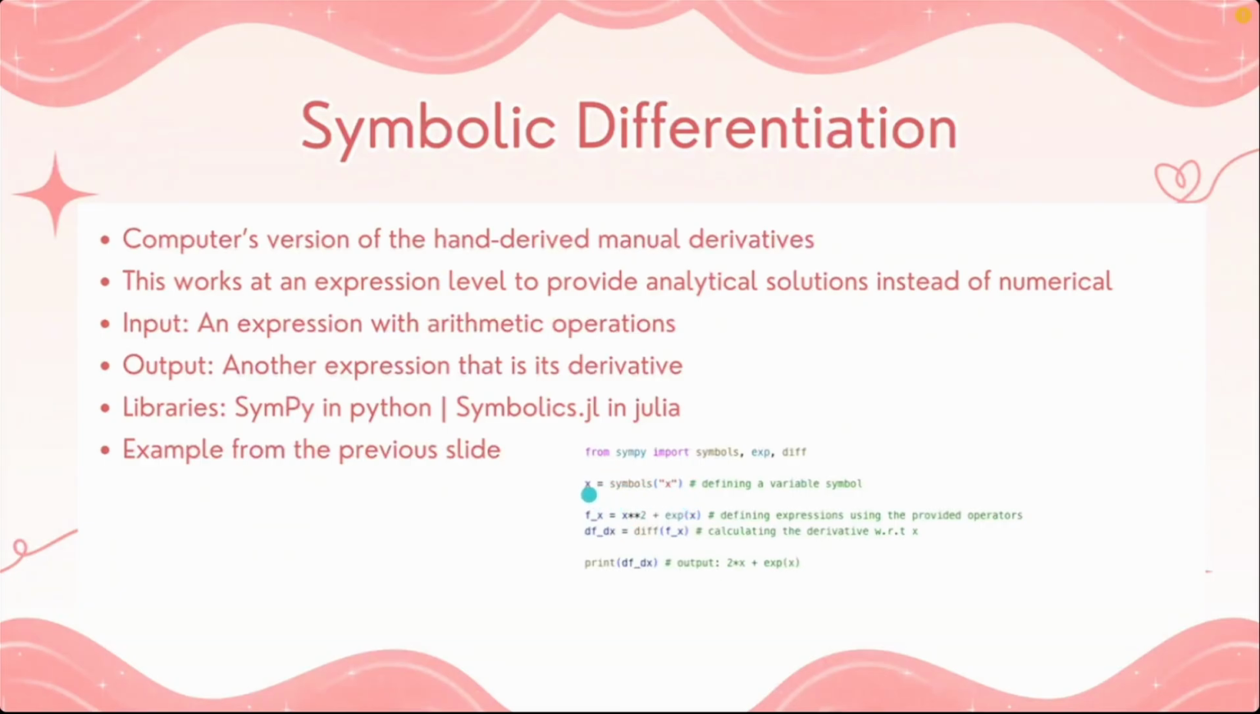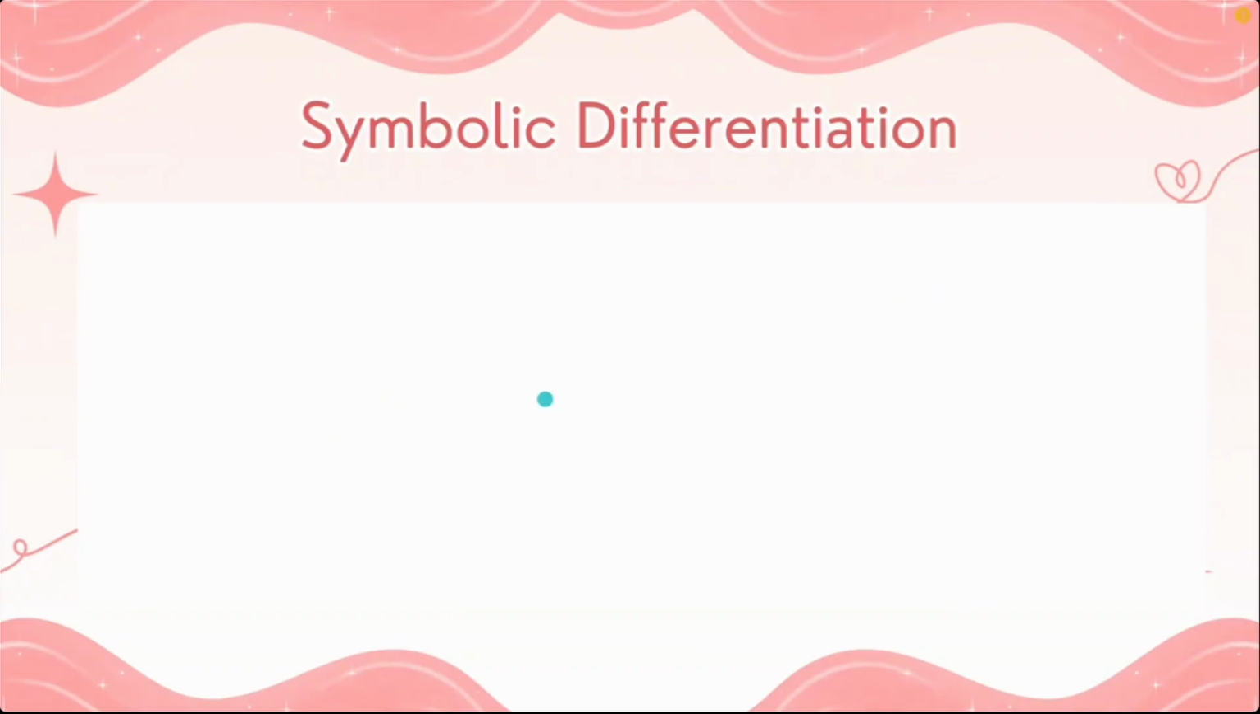So let's say you have defined a symbol x, and now you tell it x to the power 2 plus exponential of x. You define a variable called fx. And you take the diff function from SymPy, you pass in your fx, and what you get in the df dx variable is the actual output that is on the last slide. Yeah. So what is happening under the hood?